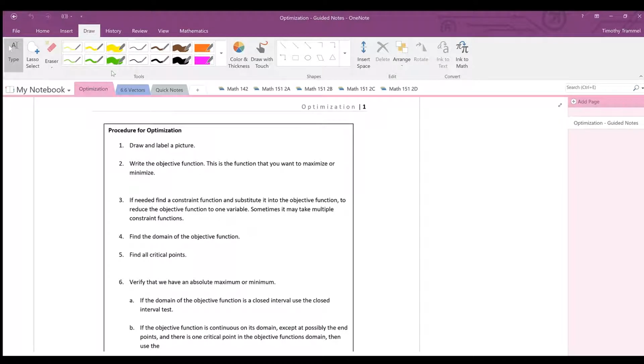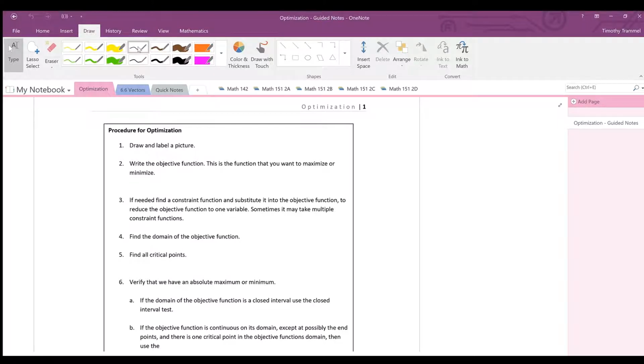Today we're going to be covering optimization. And so this is a really neat application of finding maximums and minimums. And to verify that we are finding maximums and minimums, sometimes we'll be using the closed interval test, sometimes the first derivative test, and sometimes the second derivative test. It'll really just depend on the problem.